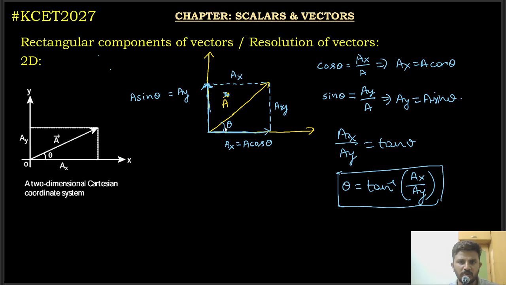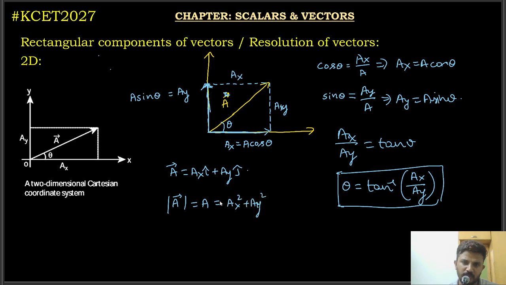Now, how to write A in terms of Ax and Ay? Simple. Vector A can be written as Ax i cap plus Ay j cap. So if you want to find the magnitude of A, it is given by the square root of Ax square plus Ay square. Clear, no? So these are the very, very important results that you must remember. Let us move on to the next one.